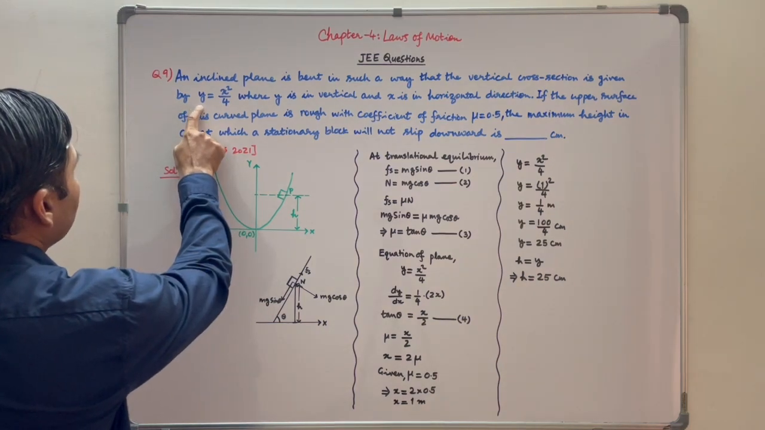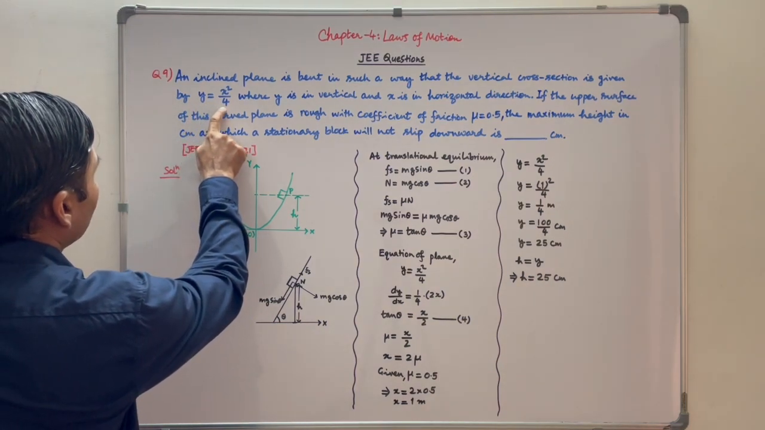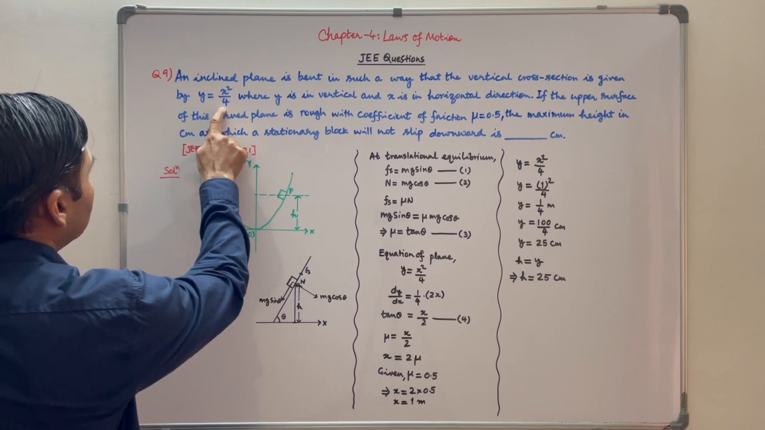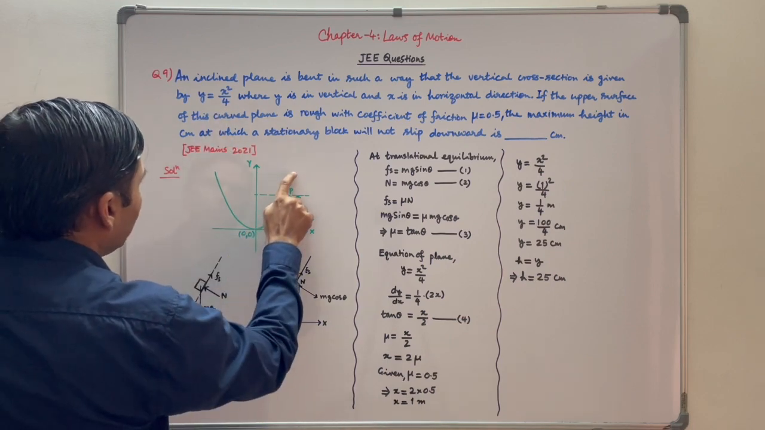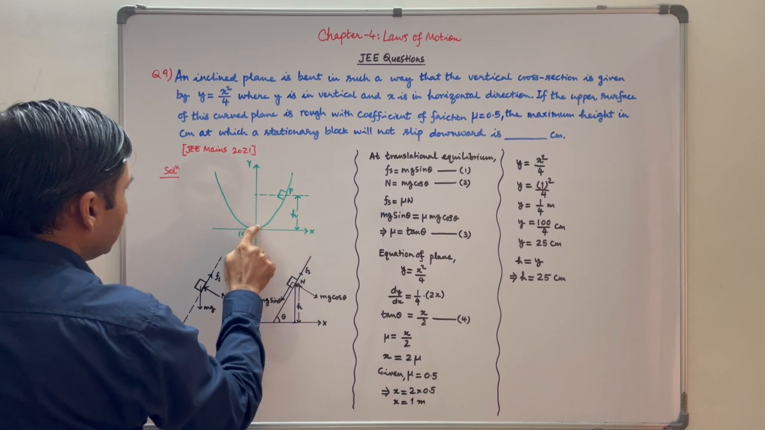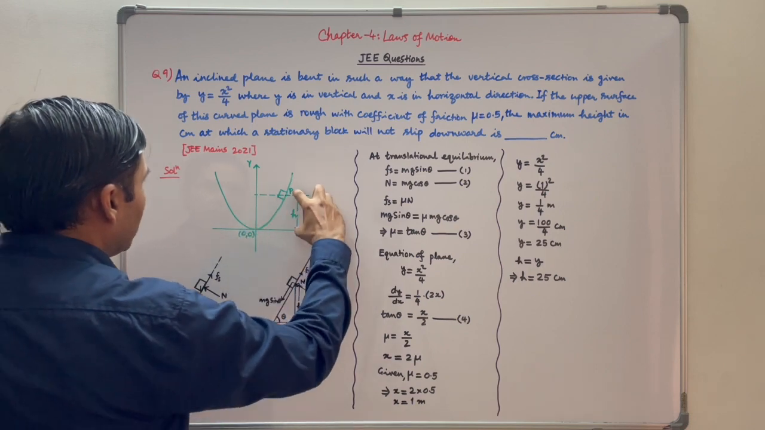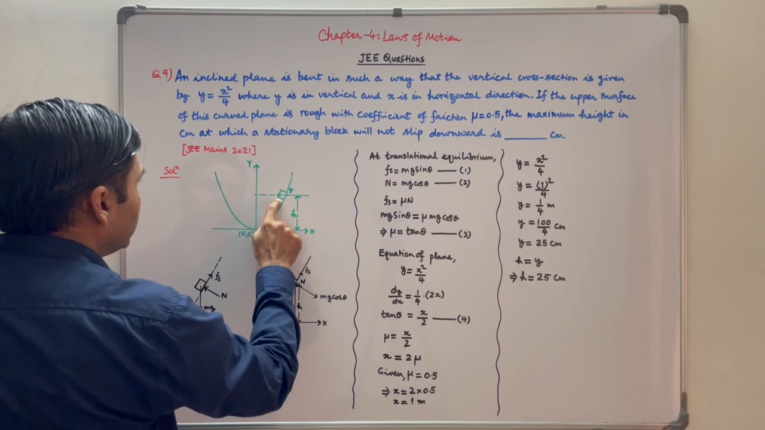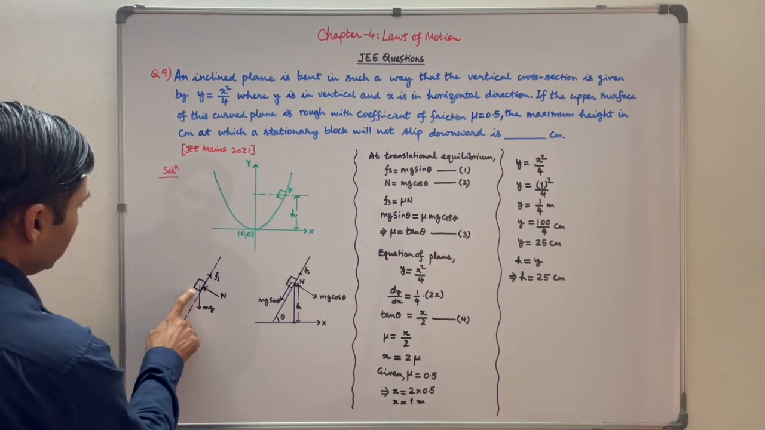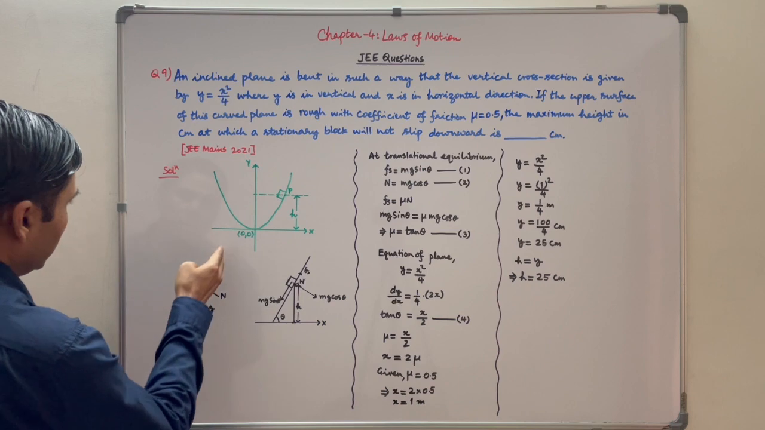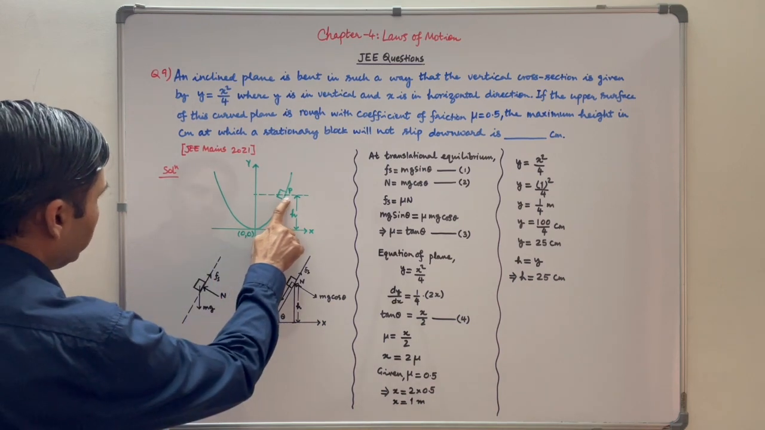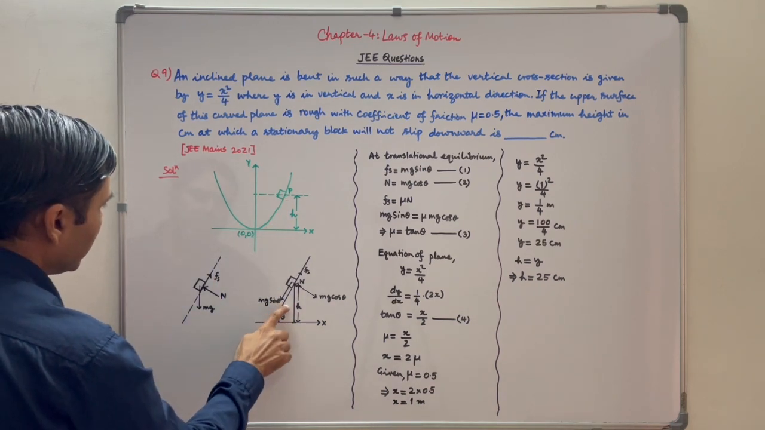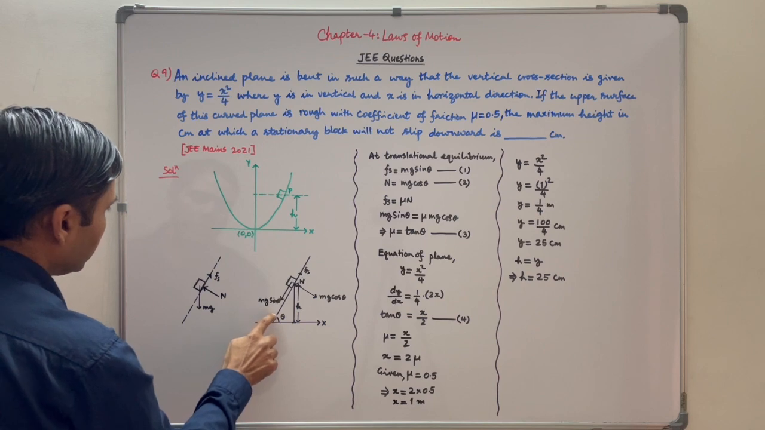We know that y is equal to x square by 4 is the equation of a parabola. So this plane is parabolic. Its inner surface is rough. We have to find out maximum height at which a block is kept so that it doesn't slip downwards. This is a block. This line is tangent at point P. Let's say tangent makes an angle theta with the positive x-axis.